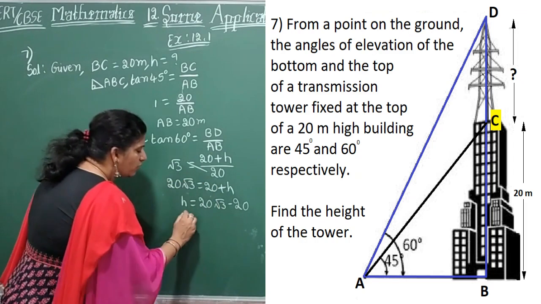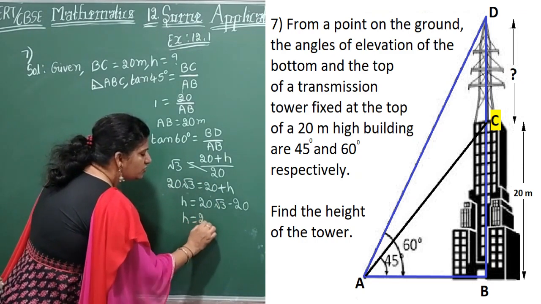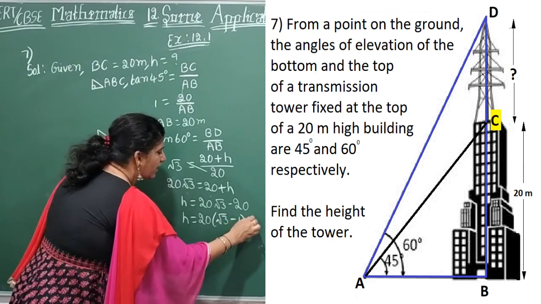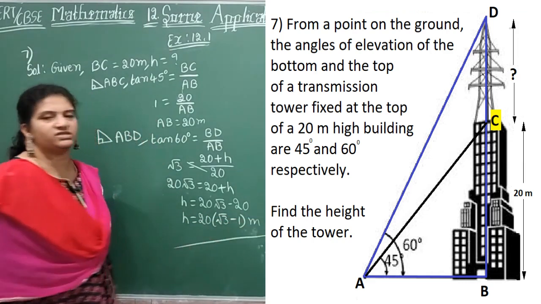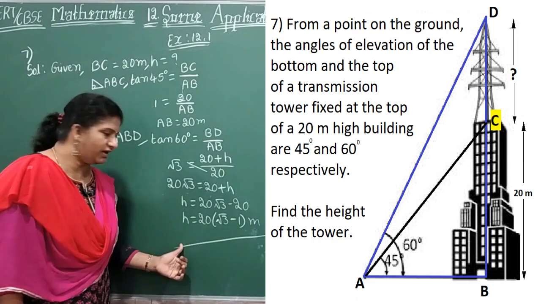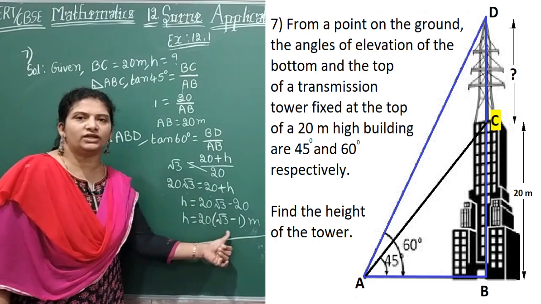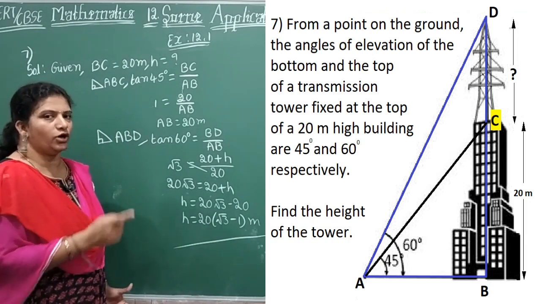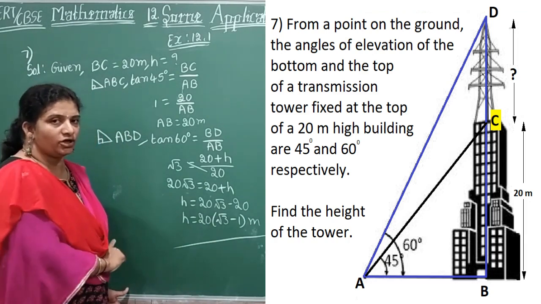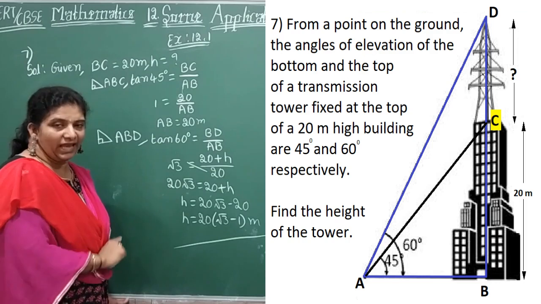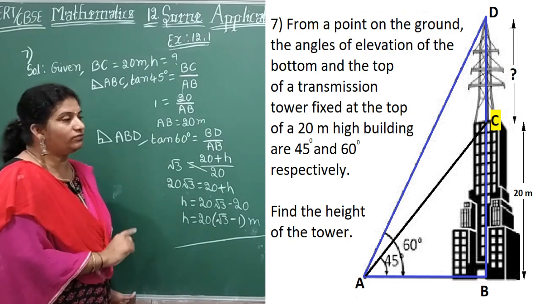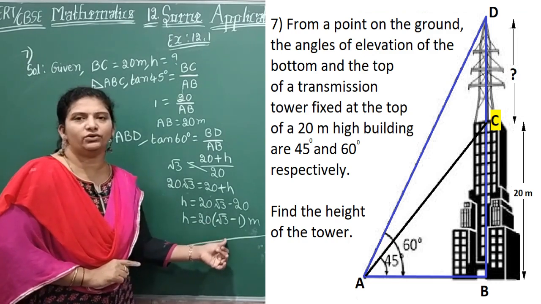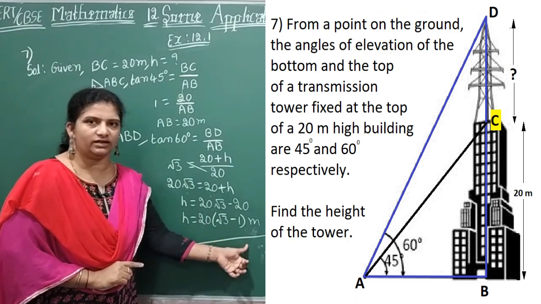Now in these two, what you are going to take common? 20 is common. 20 into root 3 minus 1 meters. What is the height of the tower, children? 20 into root 3 minus 1 meters. See here, every problem you are going to end up with a sentence. What you are going to write here? Sentence. Therefore, the height of the tower DC is equal to 20 into root 3 minus 1 meters.